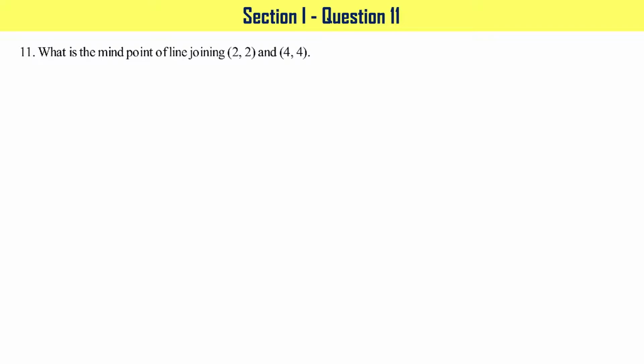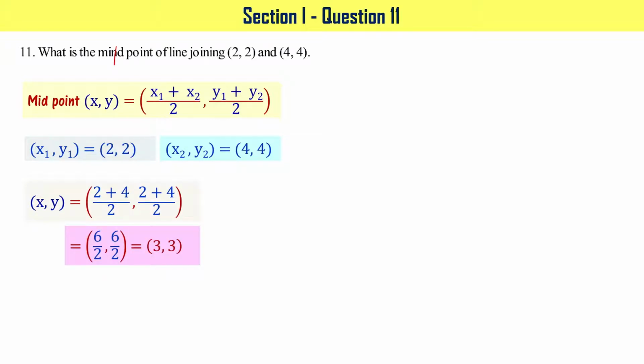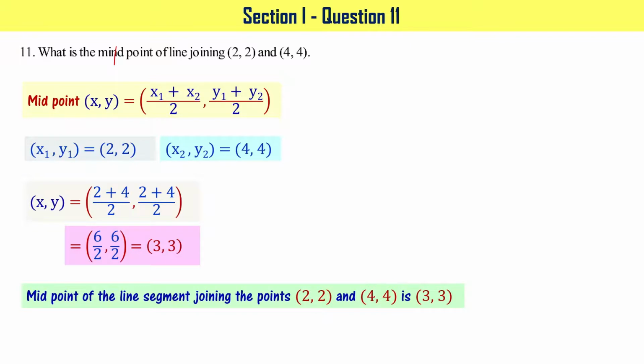Now let's go to the next question, question number 11. What is the midpoint of line joining (2, 2) and (4, 4)? We know midpoint is defined as (x, y) equal to ((x1 plus x2) divided by 2, (y1 plus y2) divided by 2), right? Let's say that (x1, y1) is (2, 2) and (x2, y2) equal to (4, 4). Let's substitute these into the previous formula such that you will get (x, y) equal to (3, 3), right? To answer the question, the midpoint of the line segment joining 2 points (2, 2) and (4, 4) is (3, 3).